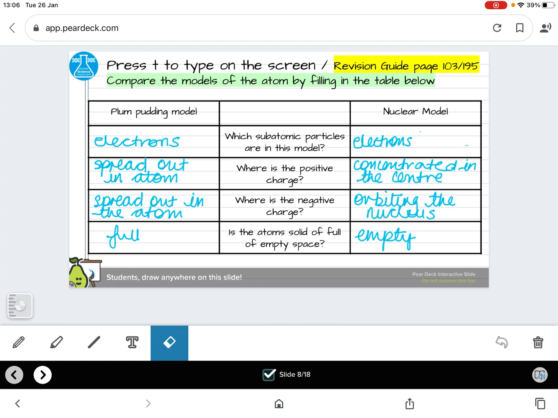So this question asks you to summarize the two models. The plum pudding model had electrons spread out in the atom. The atom was a ball of positive charge and it was full, solid. The nuclear model also had electrons. The positive charge was concentrated in the middle, but the electrons were orbiting the nucleus and most of the atom was thought to be empty.